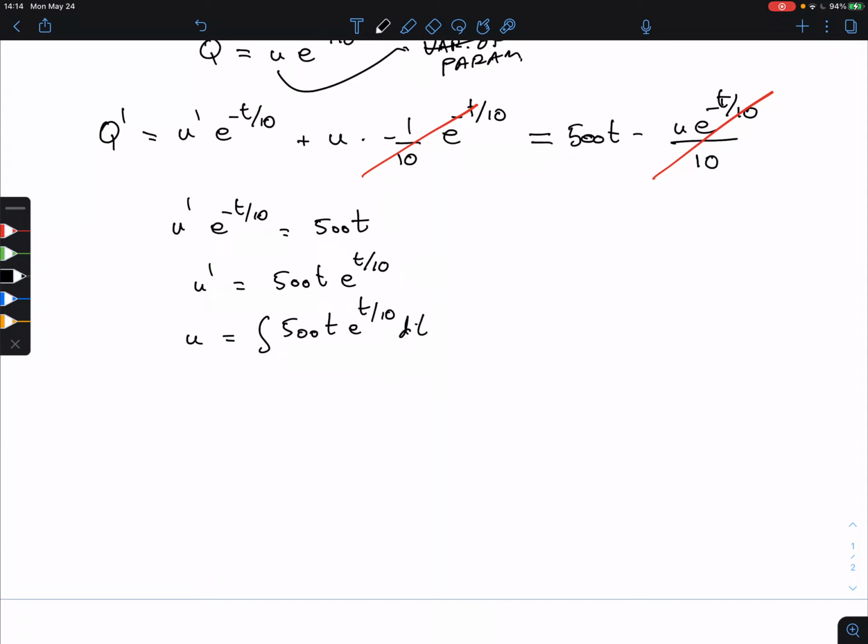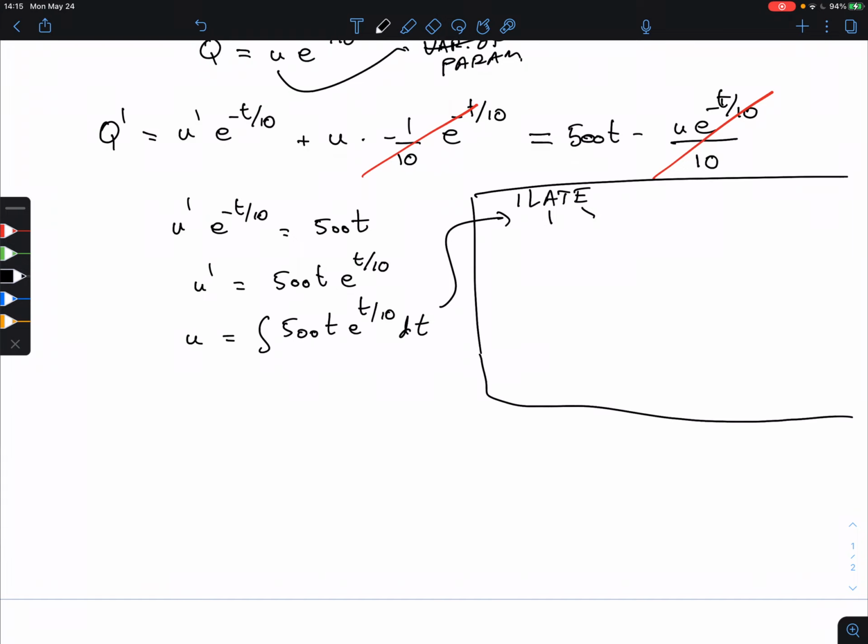Now, how do we integrate this here? Well, we now have to do this integral here, and I'm going to do this at the side. This is ILATE, integration by parts, because we have here an algebraic thing and we have an exponential. So I'm going to use u and v. Outside the box, u is what I wrote down there. So u is equal to the algebraic part, so 500t.